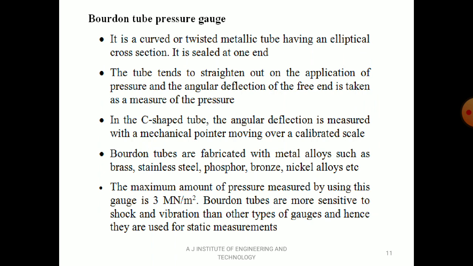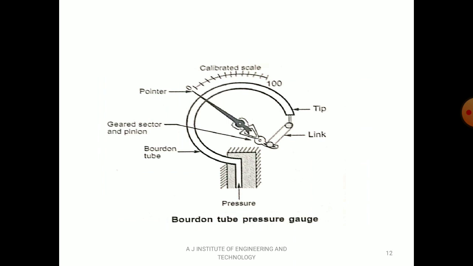Bourdon tube pressure gauge is a curved or twisted metallic tube having elliptical cross section. It is sealed at one end. You can see there, twisted metallic tube having elliptical cross section. You can see that's the cross section of that curved shape. It is metallic and twisted and has elliptical cross section, and it is sealed at one end.